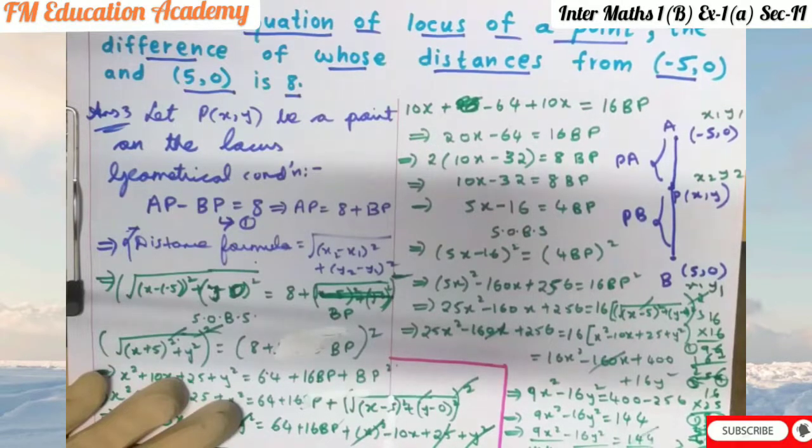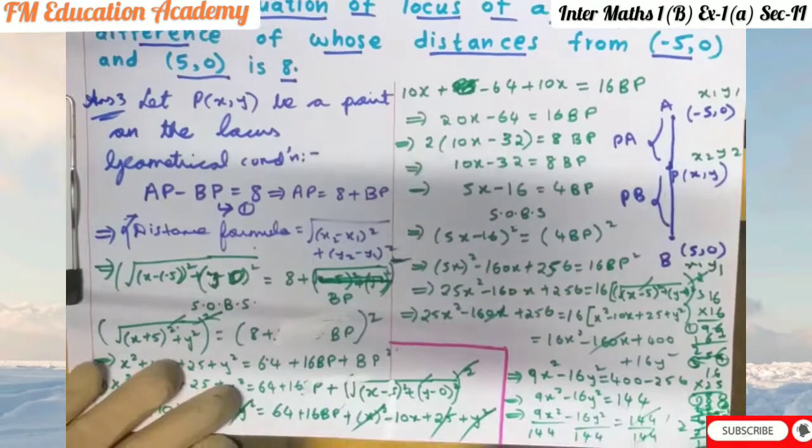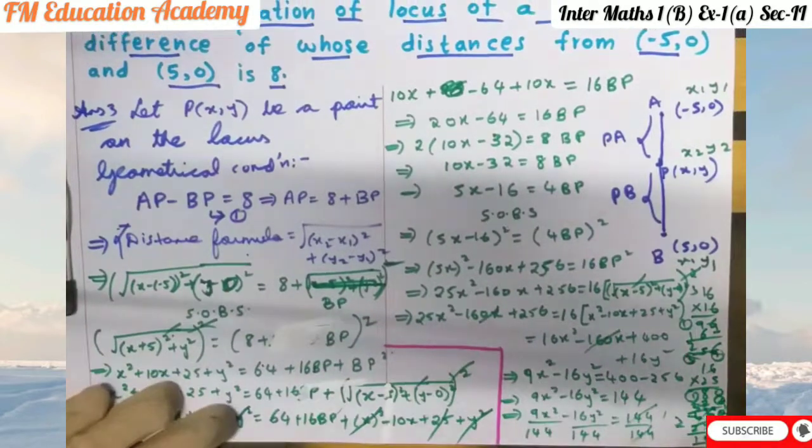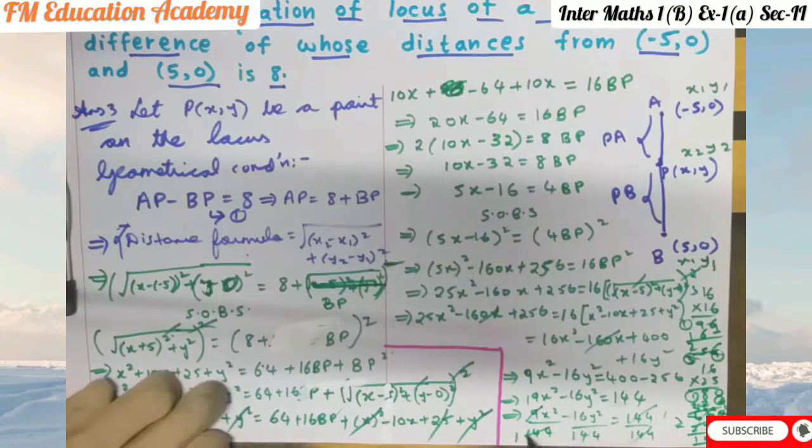Here we have, next, 9 ones are 9, 9 twos are 18, 9 sixteens are 144, so we have 16. Now here also 16, we can do with 8 first.